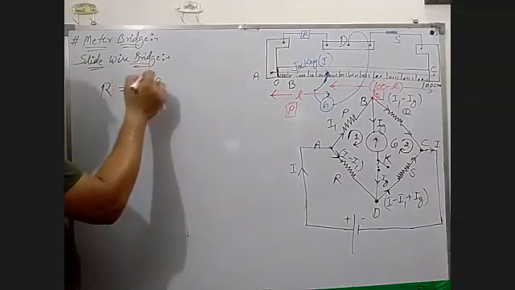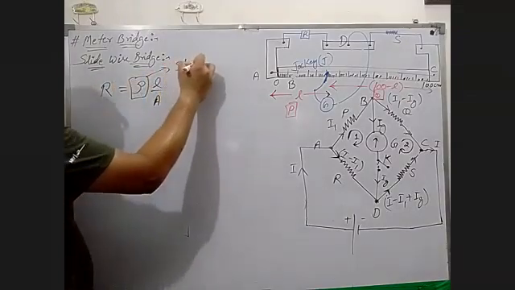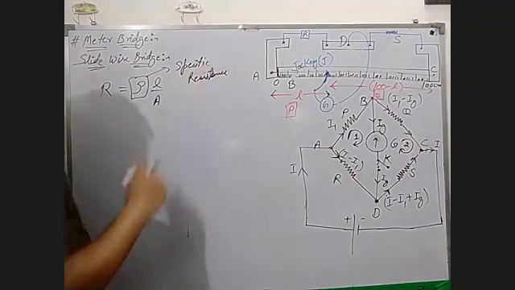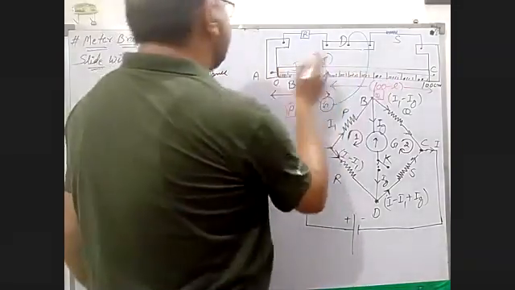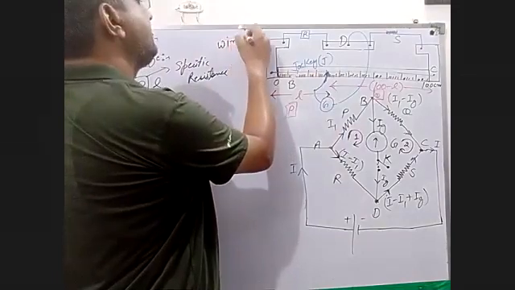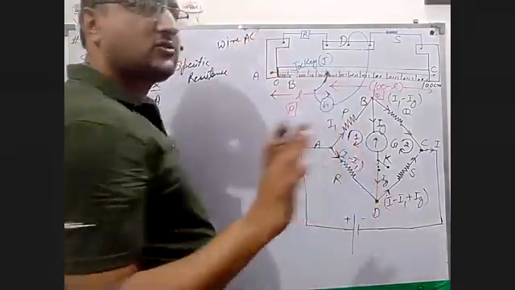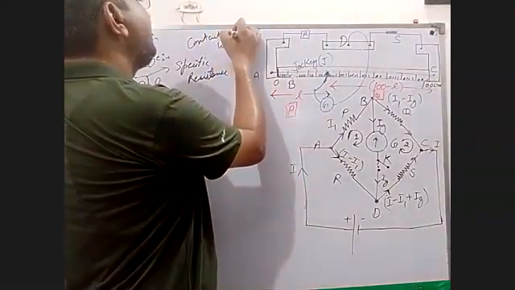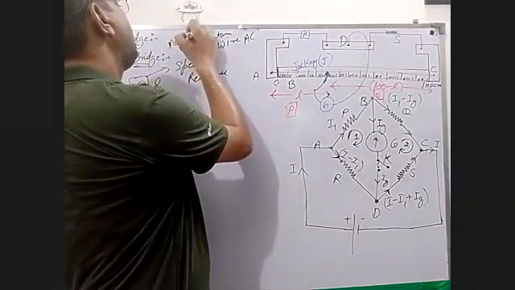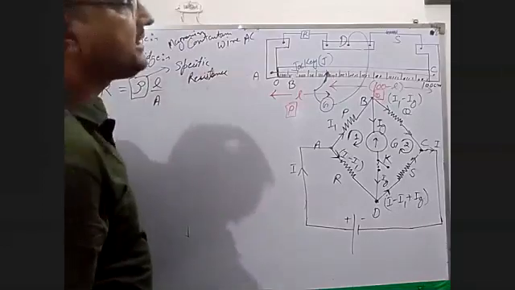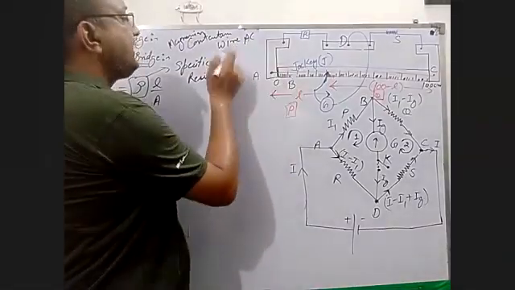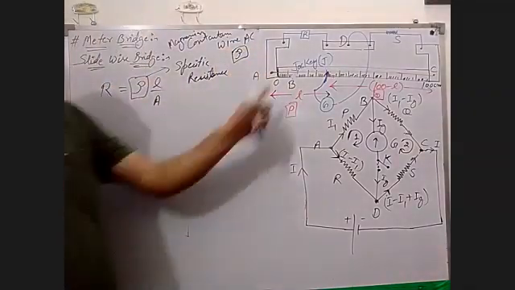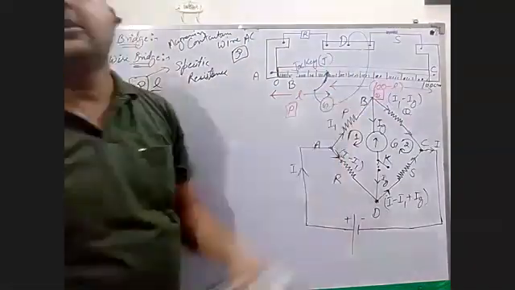Here, what is rho? Resistivity, or you can say specific resistance. And what is the specific resistance of this wire ABC, wire AC? Wire AC has constant material, constantan or manganin. You can pronounce it either way. So that value of resistivity is constant here, because in this diagram there is no change of the material of this wire.